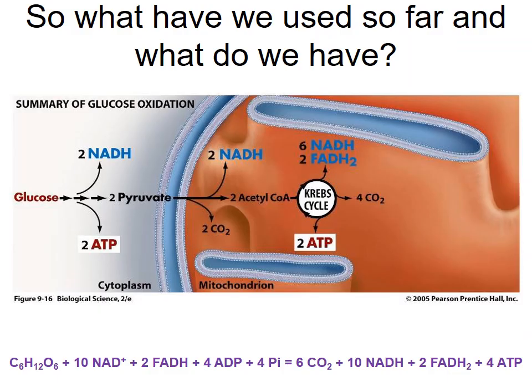Right, so what have we used so far in the process of respiration, and what have the products been? Well, for each glucose molecule, we can see that we have had 2 NADHs being produced and 2 ATPs. Remember, in glycolysis, 4 ATPs are produced, but 2 are used in the overall process. We have 2 pyruvates, which then go into the mitochondrion.